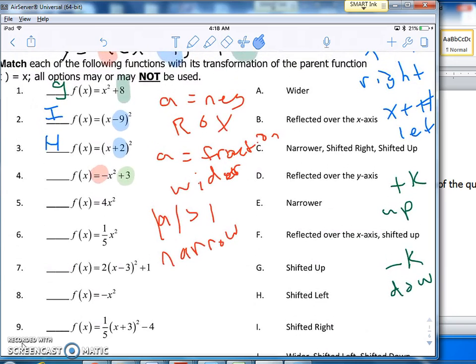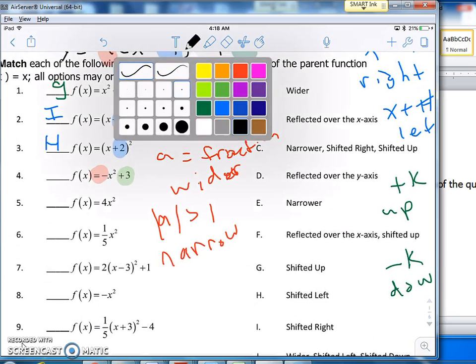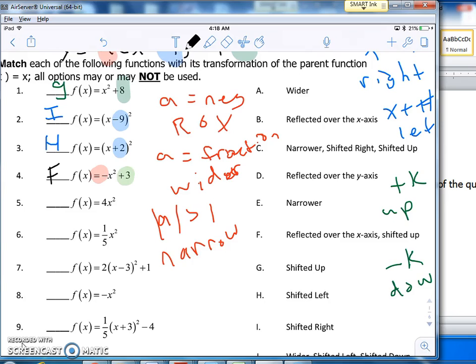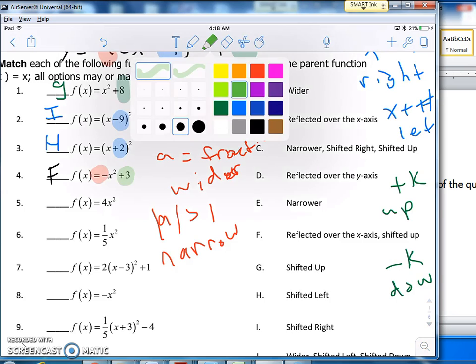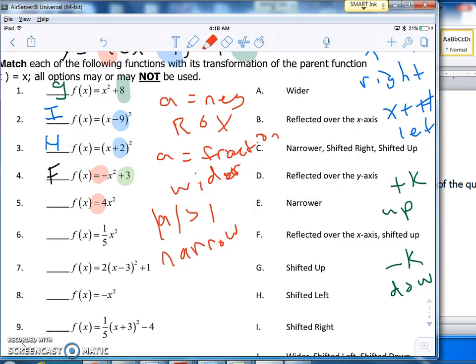It looks like F. On number 5, all we have is an A value. It's positive and it's 4. So when the absolute value of A is bigger than 1, it's narrower. And we're going to find the word narrower. I think that's letter E.